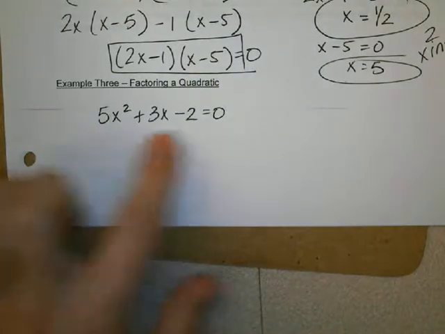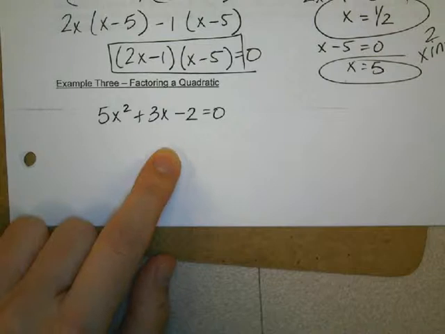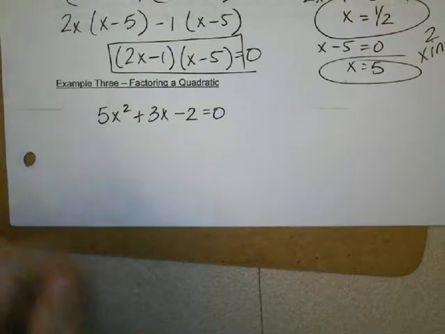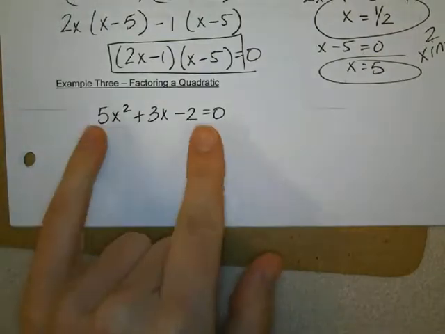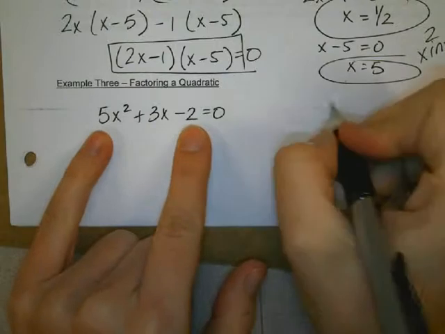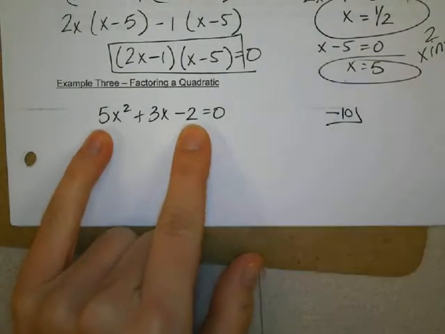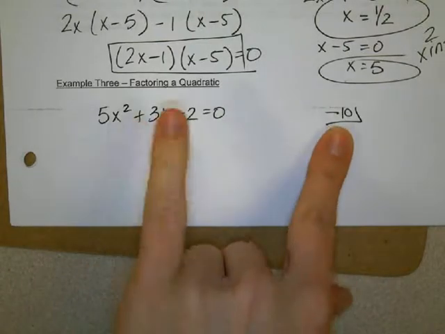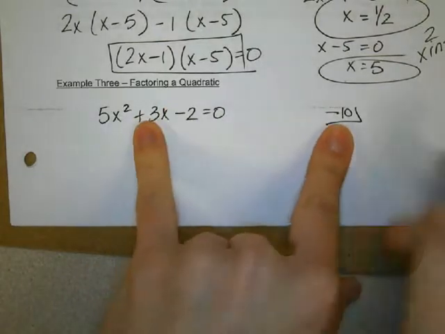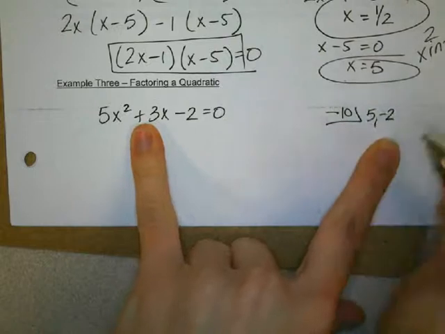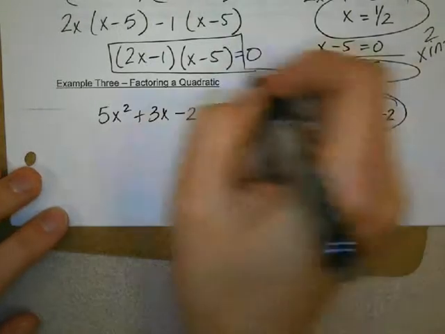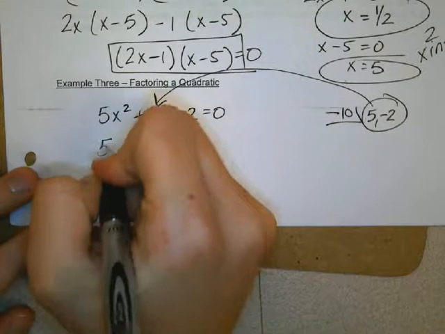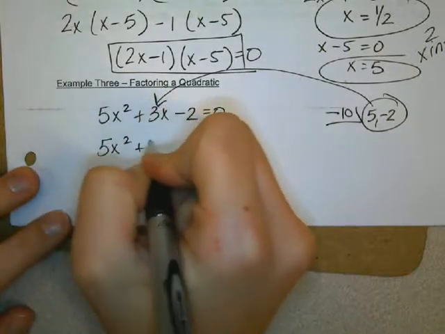So we look for greatest common factor. In this case, there's not a greatest common factor, so we just leave it as is. And we're going to start by multiplying A and C together. So we get negative 10 when we do that. And then we look for two numbers that multiply to get negative 10 and add to get 3. So those two numbers are 5 and negative 2. And then we're going to take those two numbers and replace the middle term.